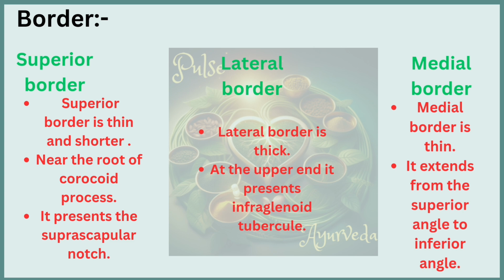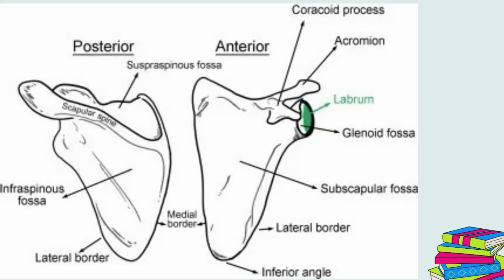Now we can see the angles of the scapula. They are in this image. We can see the posterior and the anterior view of the scapula. That is infraspinous fossa, supraspinous fossa, lateral border, medial border, subscapular fossa, glenoid fossa, acromion, coracoid process.